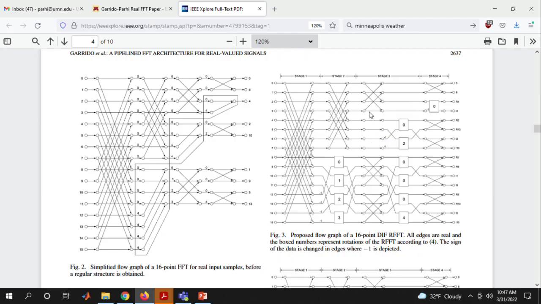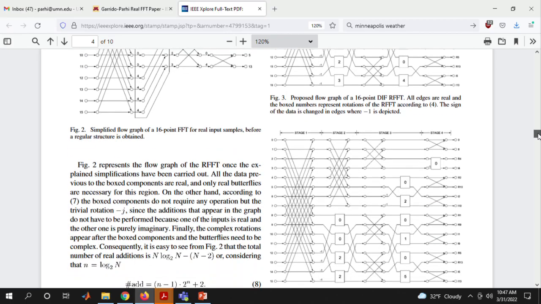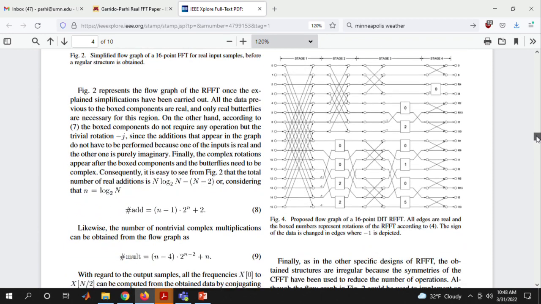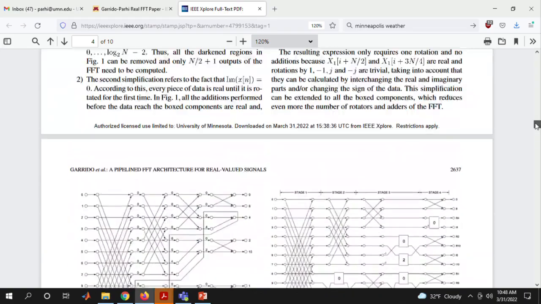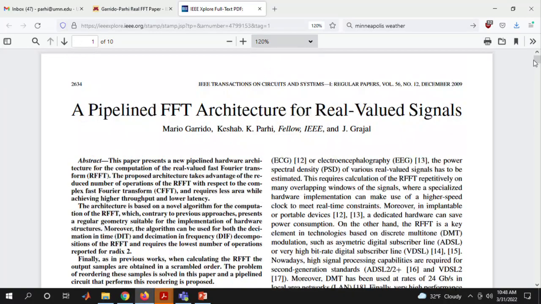the diagram looks exactly like what we had, and some of them just have no real butterfly computation. These are just simple connections, but that's really the optimization to design systolic type, or you can say radix 2 or radix 4 delay commutator type circuits. So we won't go into a lot of detail unless some of you might be interested in implementing the real FFT.